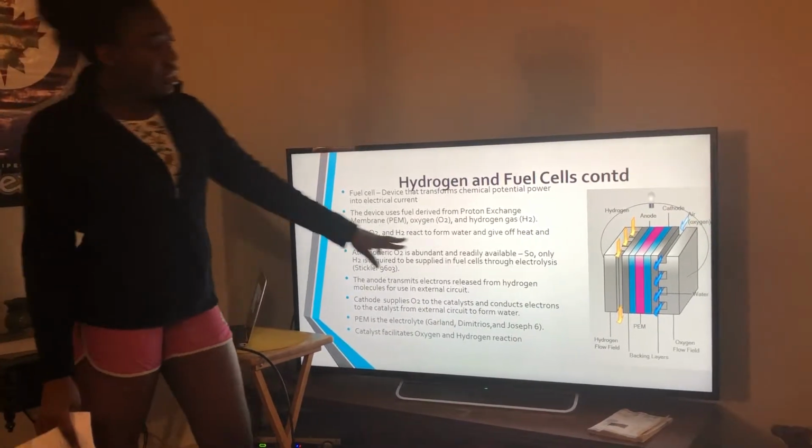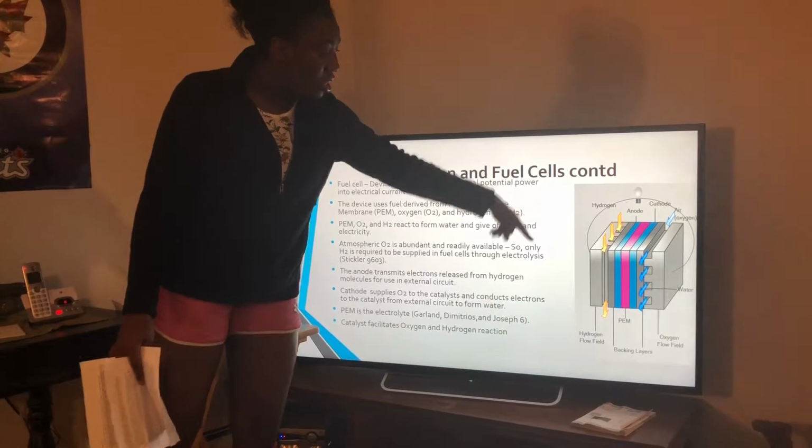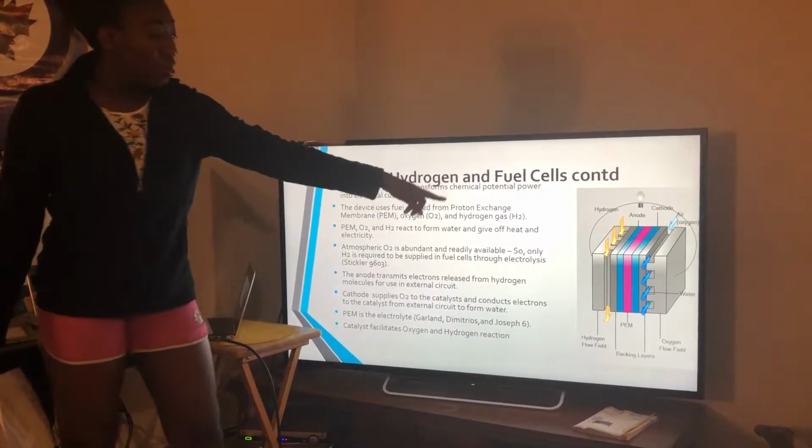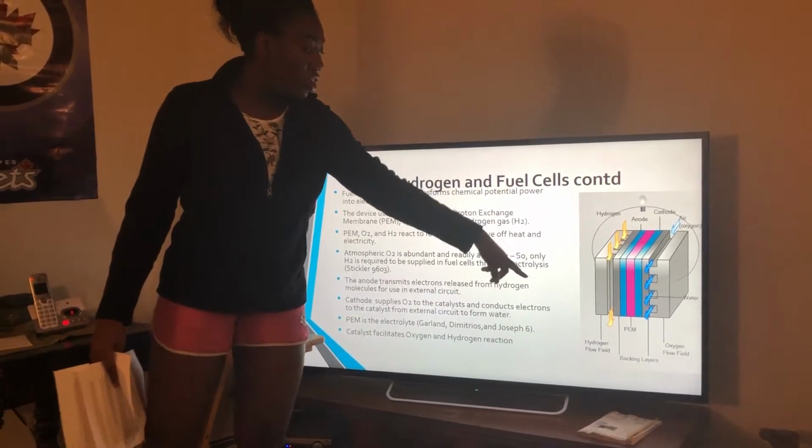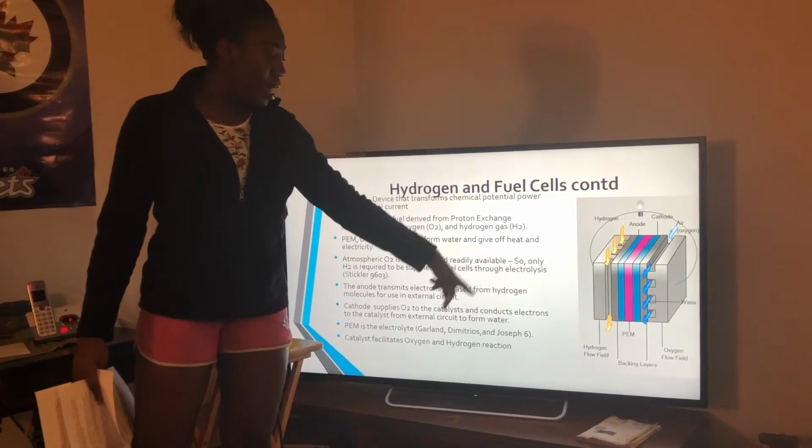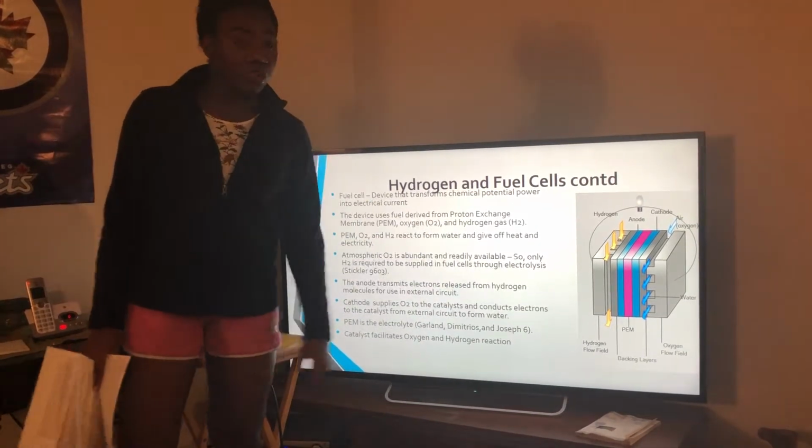reaction. Just as in my diagram right here, we can see the PEM, the hydrogen, the anode, the cathode, the air, oxygen, water, oxygen flow field, the PEM, the backing layers, and hydrogen flow field.